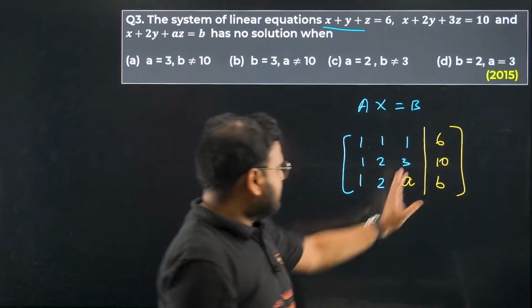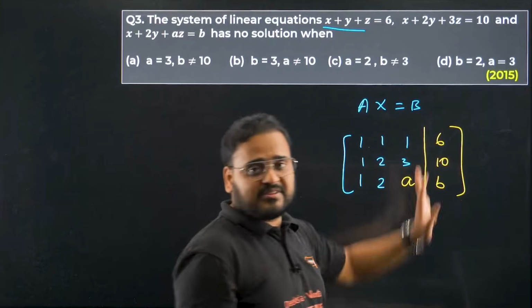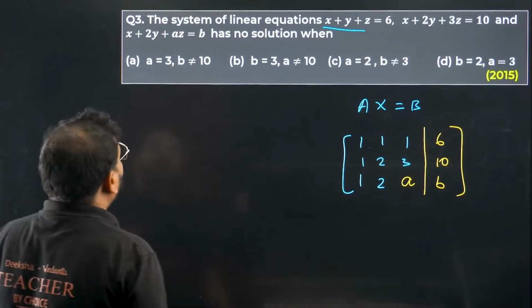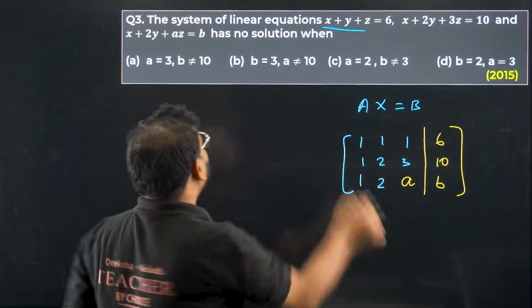Alright, this is the 3 cross 3 matrix. This is the constant matrix written over here. Alright, now what do I want? No solution. I want no solution.